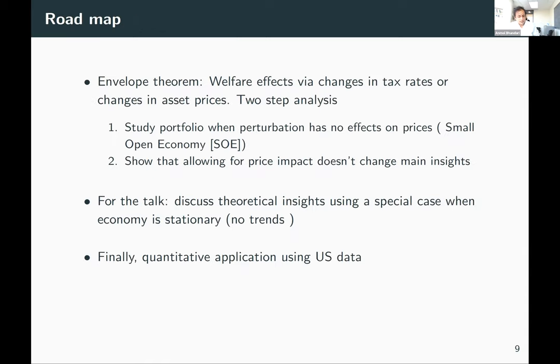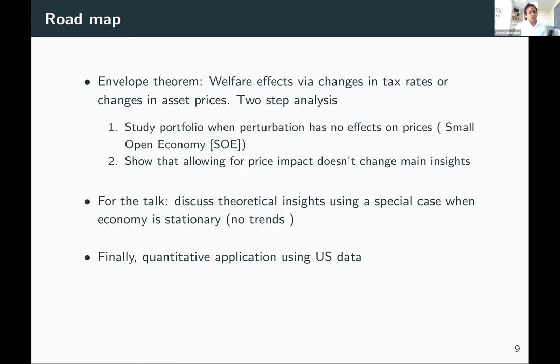Okay. Now let me just sketch out the roadmap for the rest of the talk. If you think about the welfare effects of this perturbation, by the envelope theorem, the effects are going to come either because the government has to change taxes or because this perturbation changes asset prices. There are in principle two reasons it has to change taxes. It has to balance the budget in the background, and this perturbation can directly change the revenues which the government earns, which it has to give back using distortionary taxes. Another reason is that if asset prices change due to this perturbation, this money somehow has to be adjusted again.